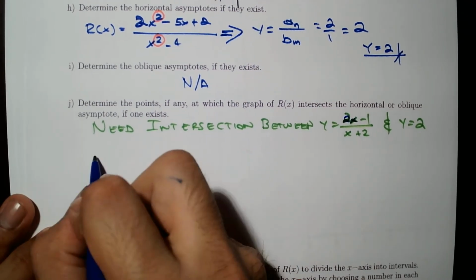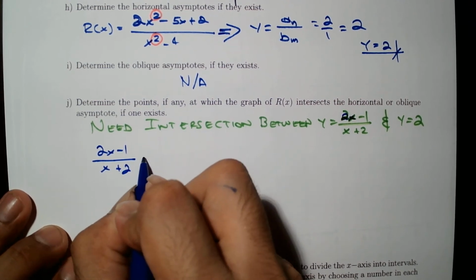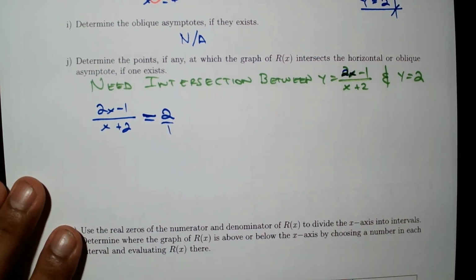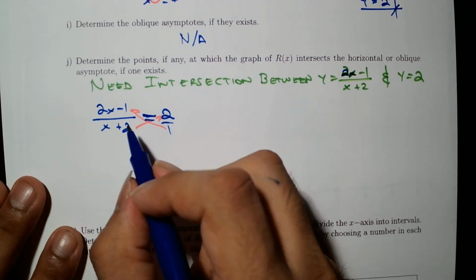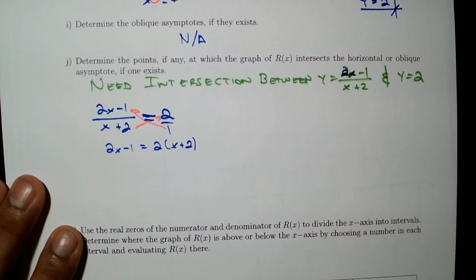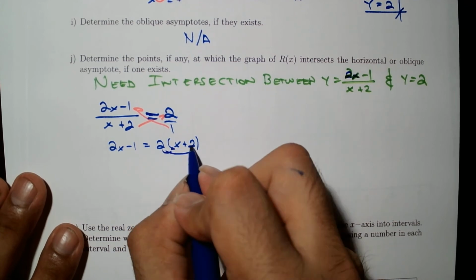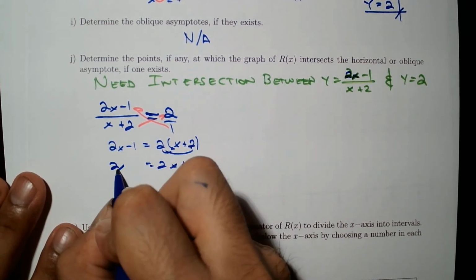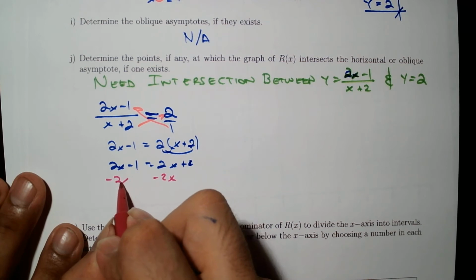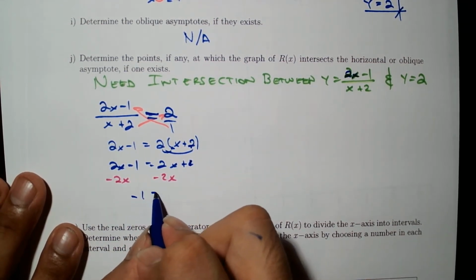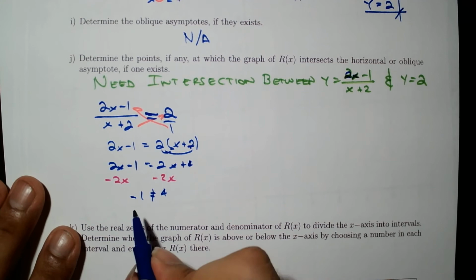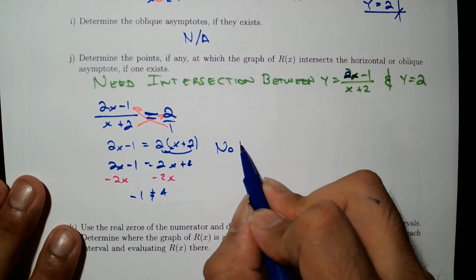In other words, we need to set 2x minus 1 over x plus 2 equal to 2. This is the same as 2 over 1. We might want to use cross multiplication to simplify calculation. 2x minus 1 times 1 is 2x minus 1, and 2 times x plus 2. Distributing this, we get 2x plus 4 and 2x minus 1 on the left hand side. Subtracting 2x on both sides, we get negative 1 equals 4, which is an impossibility in this case. This is no solution, so no intersection.